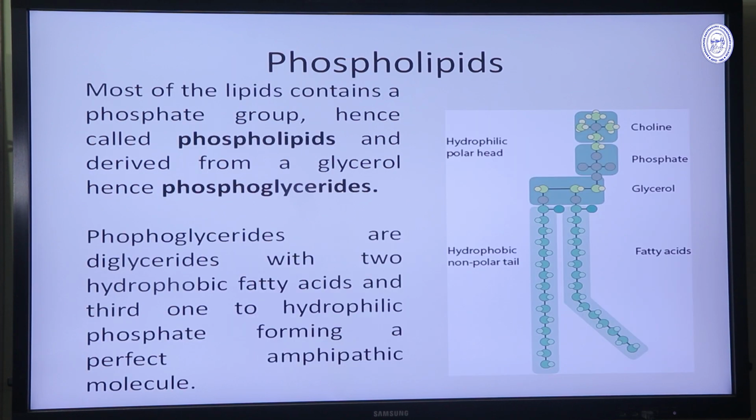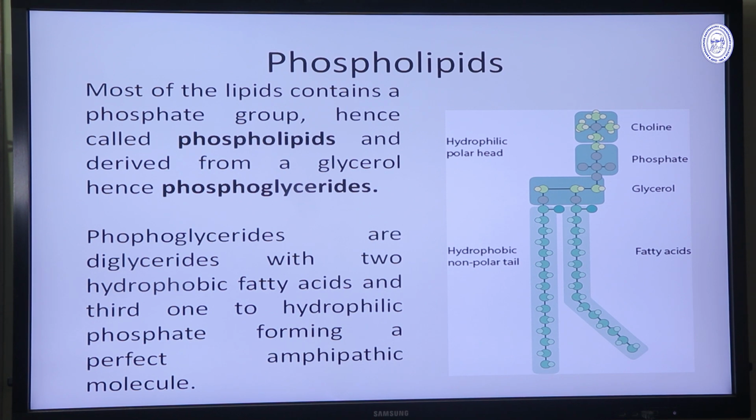Now, going into the details. It is the phospholipid structure. The lipids that contains a phosphate group is called phospholipids, and the membrane lipids are usually derived from glycerol backbone, that is why they are called phosphoglycerides.